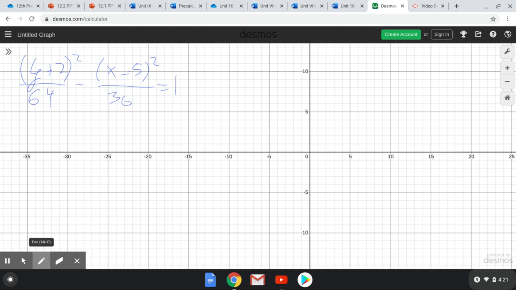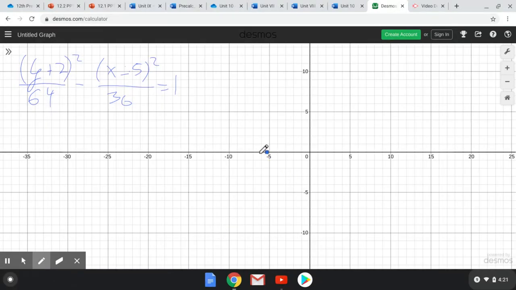So the very first thing that I noticed about this equation is that the first term is the term with the y in it, which means that this is going to be a vertical hyperbola. In other words, it's going to open up and down. So the y term is first. This is going to open up and down.